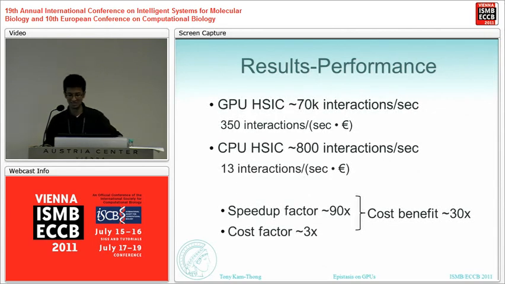Once again, I'm bringing in the cost factor. For the 10,000 subjects, to calculate GPU HSIC, we're looking at roughly 70,000 interactions per second. If you factor in the cost, we're looking at roughly 350 interactions per second per euro. If we do the same thing on CPU, we can only achieve 800 interactions per second. Worked out, that's a speed-up factor of 90, but this GPU setup is actually 3 times more expensive than the single core CPU, so you have an overall cost benefit of 30.